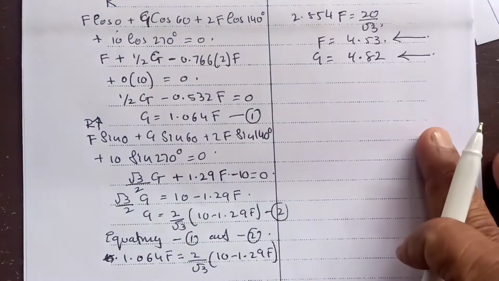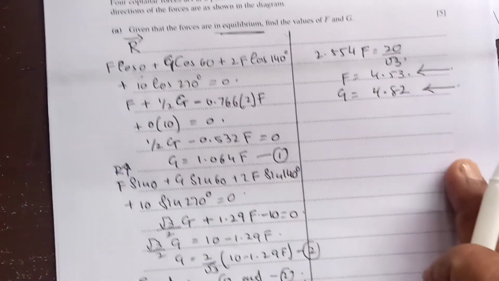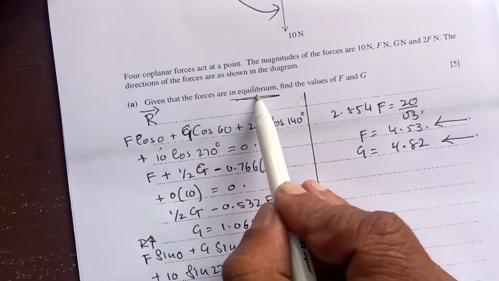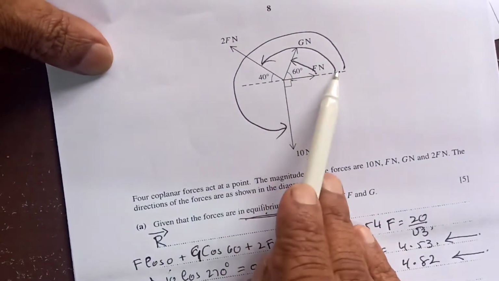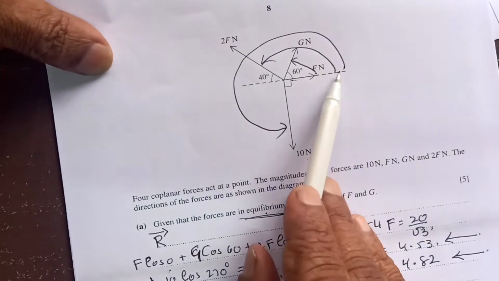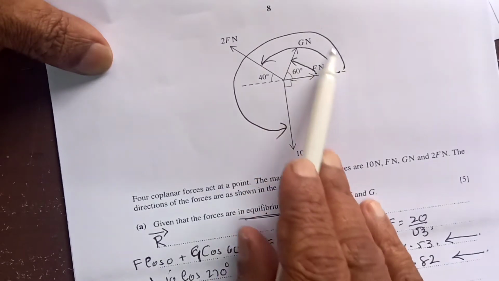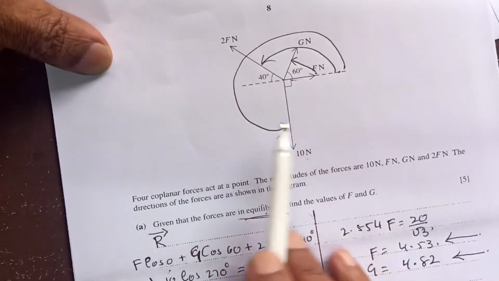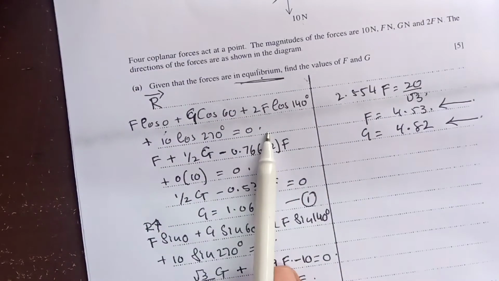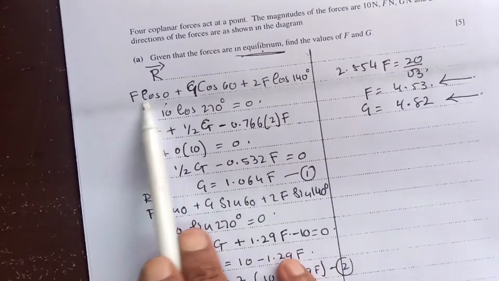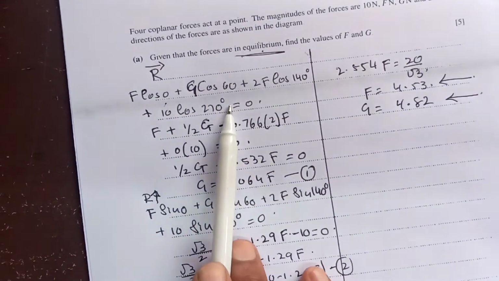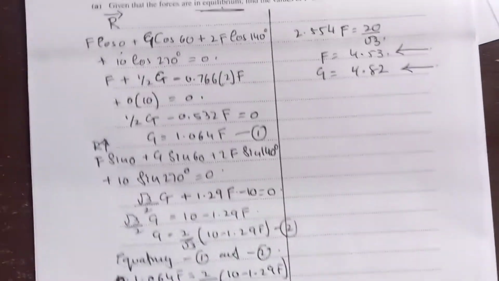Now, what is important here? In equilibrium, you take all forces in that direction only: 0, 60, 140, and 270. You just put it here. When you resolve vertically, you just replace cos with sin in the first one. Then you work out, you will get the answer.